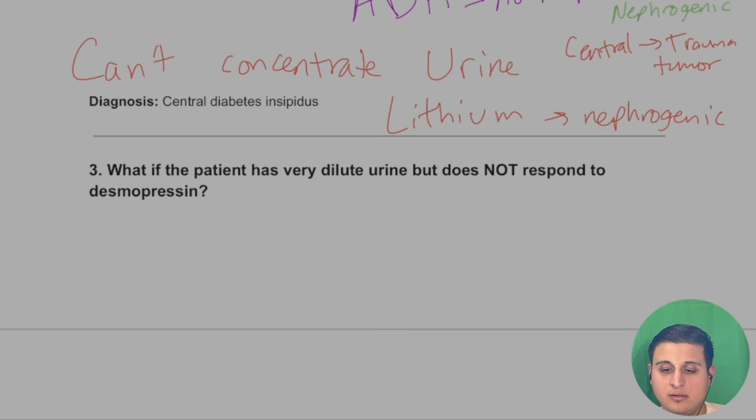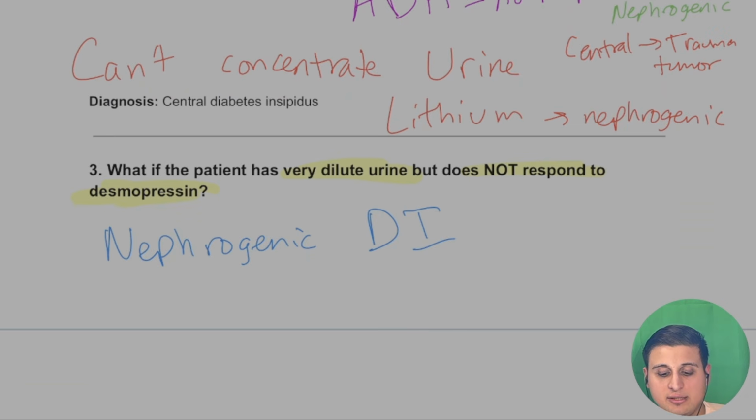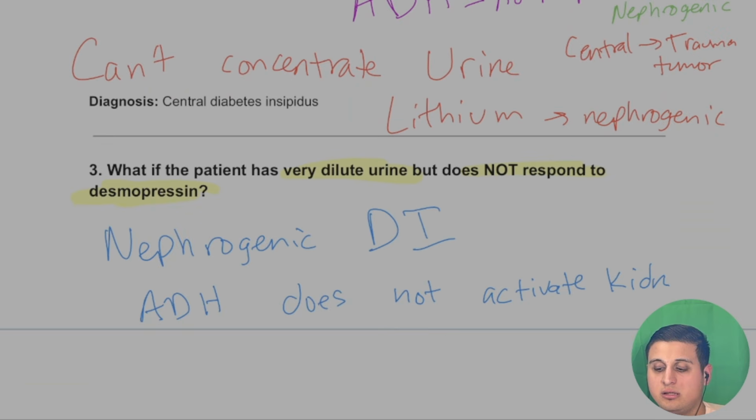Let's move on to 3. We have a patient that comes in, also very dilute urine, but does not respond to desmopressin. All right, now it's a factor VIII deficiency, right? No. In this case, this is nephrogenic diabetes insipidus. Nephrogenic diabetes insipidus means that our kidney does not respond to ADH. ADH does not activate the kidney. All right, so in this case, we don't actually retain any of the water or respond, right?